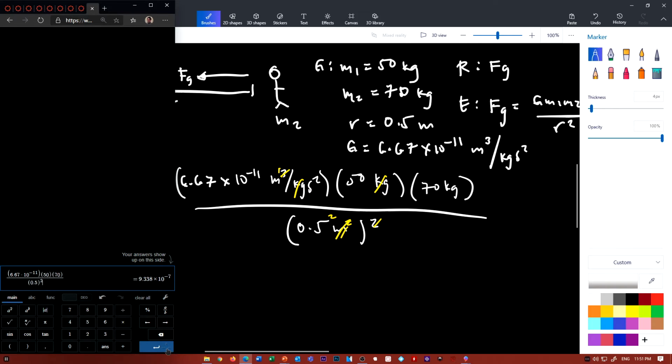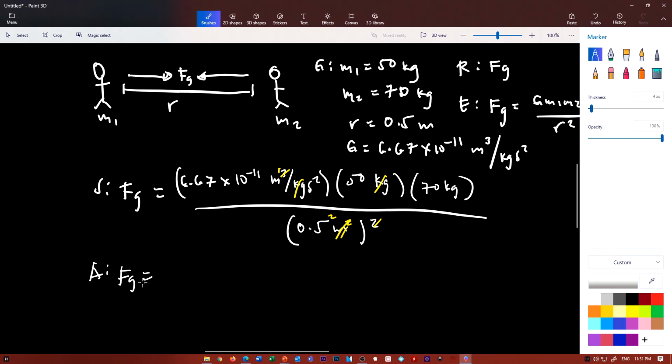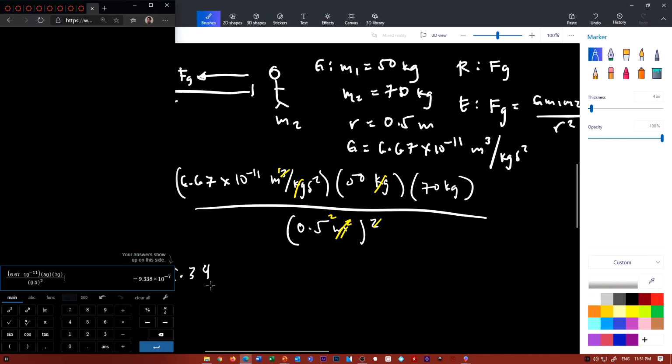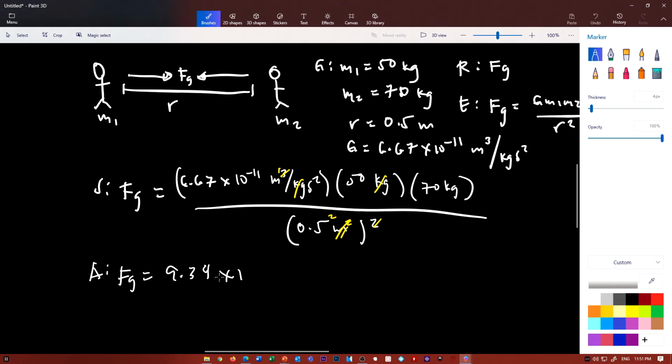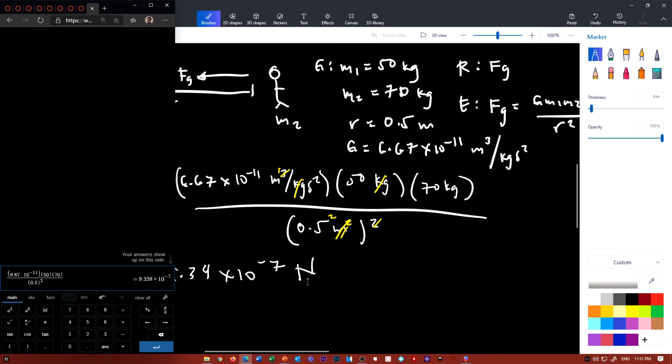9.34. Okay, just retain up to the hundredths place or 2 decimal places. Okay, so that's 9.34, correct? Times 10 raised to negative 7. Our unit is, of course, in newtons. So let's check. Okay, so there.